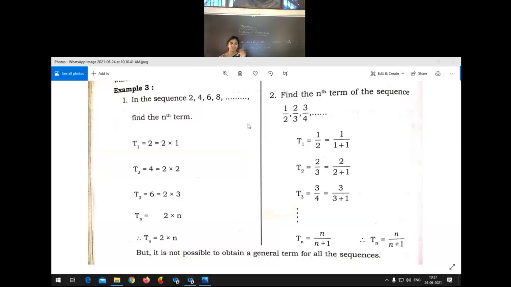For that, here we have one example. You just go through this example. Understand the problem properly. This is an old syllabus textbook photocopy. In the sequence 2, 4, 6, 8, and so on up to infinity, find the nth term.